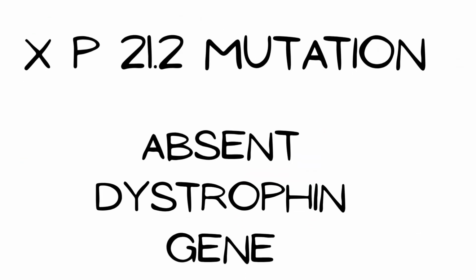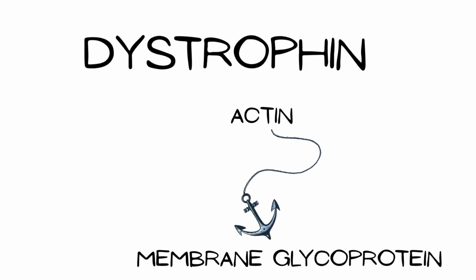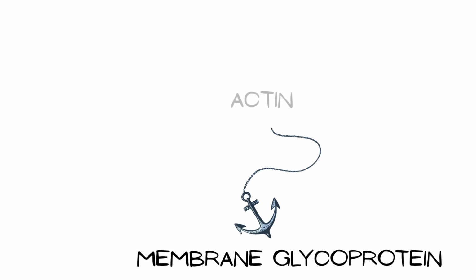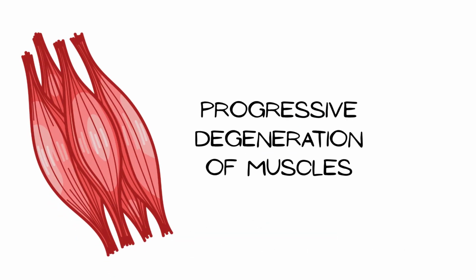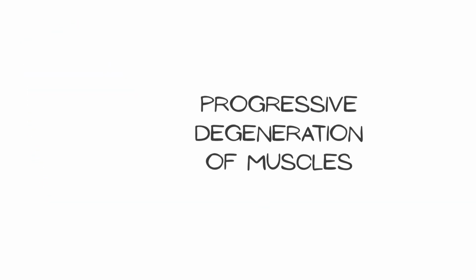To be specific, in the X chromosome, it is an Xp21.2 mutation, and this leads to absence of a gene called the dystrophin gene. This dystrophin gene leads to production of a protein called dystrophin, which helps in anchoring the actin to the membrane glycoprotein. So, since the dystrophin is absent, this process will be affected, leading to progressive degeneration of muscles.